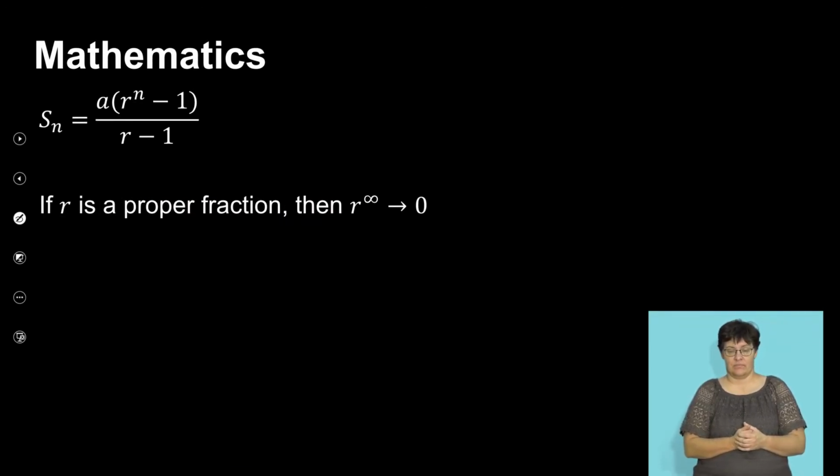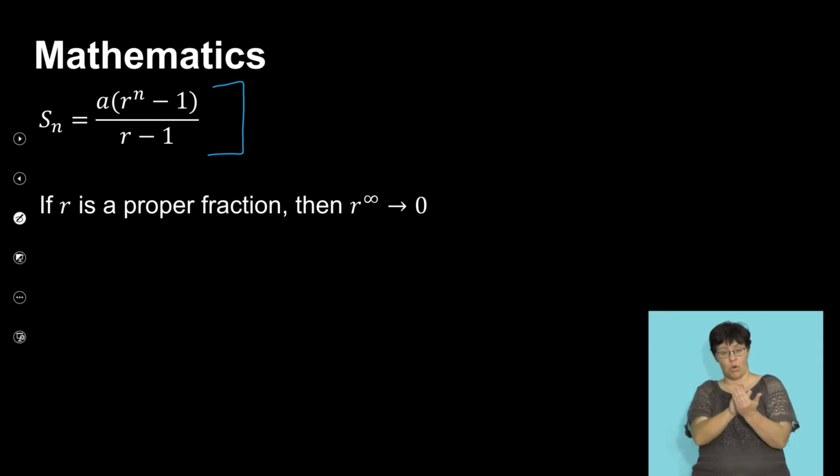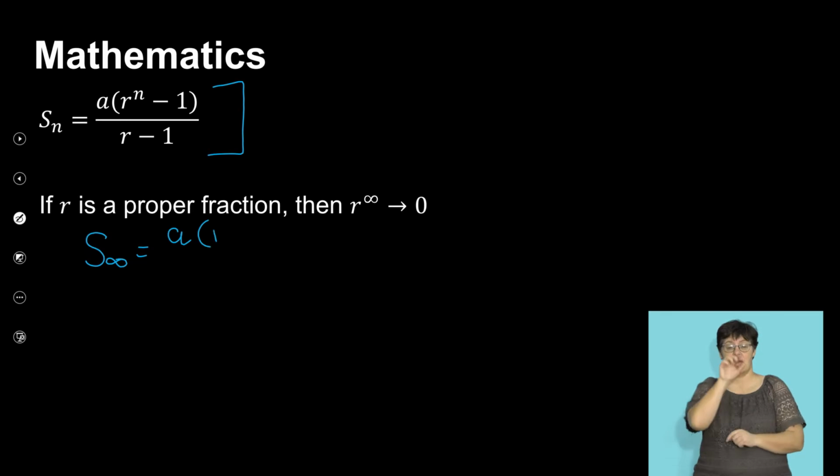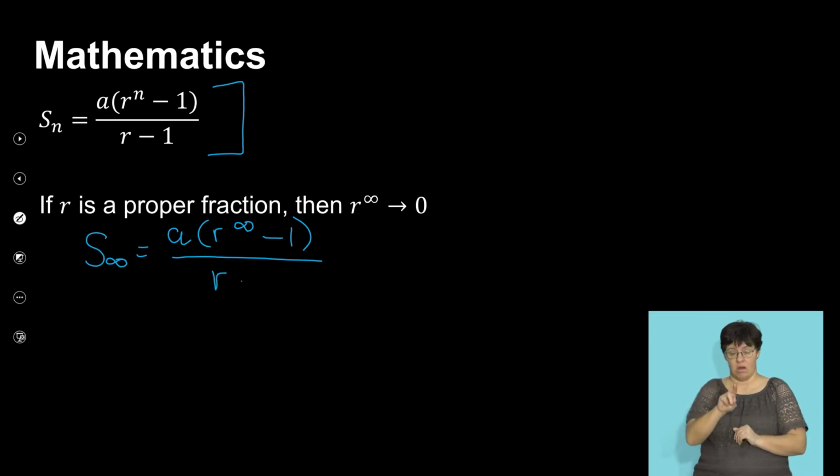What I have on the board is our good old geometric series formula. But now we're going to see what actually happens if r is a proper fraction and when r to infinity is approaching 0. Essentially all that this means is that the terms with this ratio are getting closer and closer to 0. So the sum to infinity will be equal to a times r to infinity, because remember I'm taking the sum to infinity, so the ratio to the power of infinity, minus 1, over r minus 1.